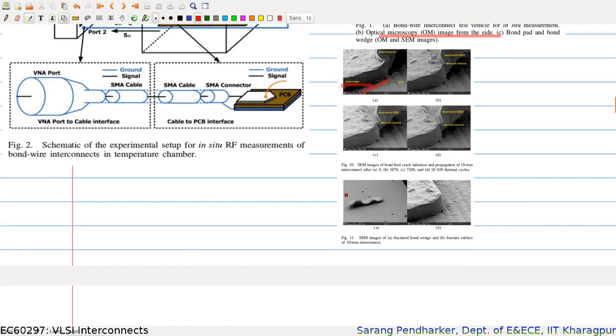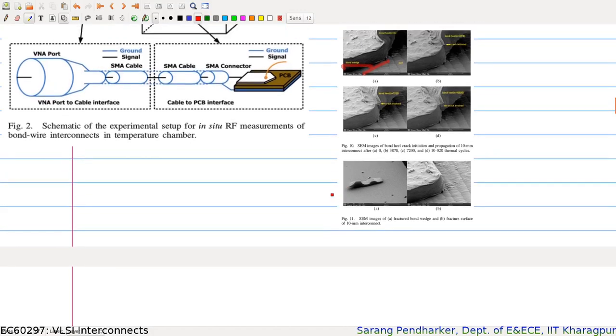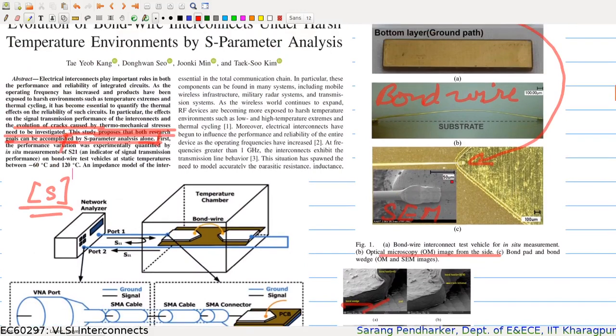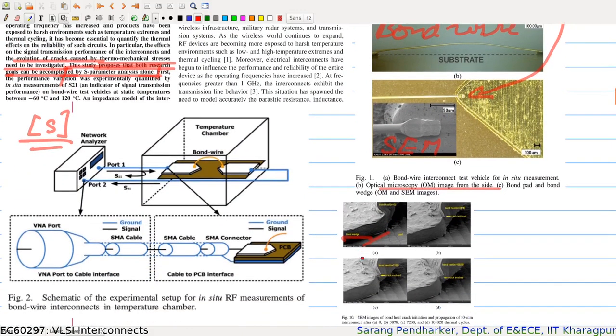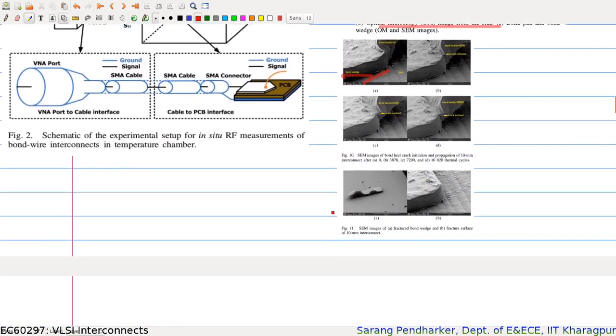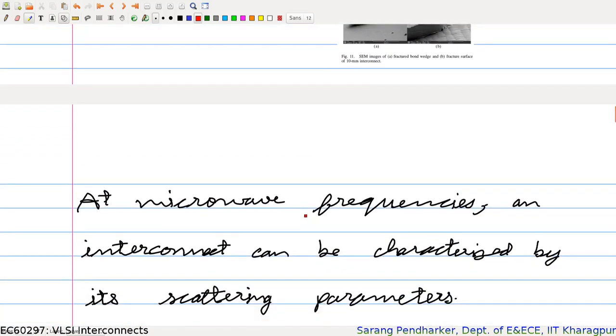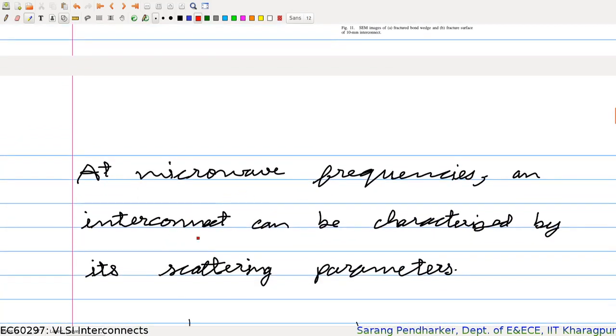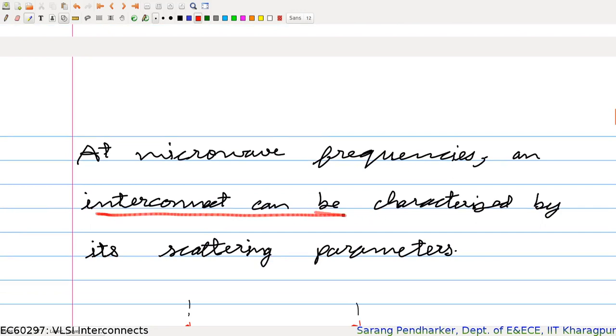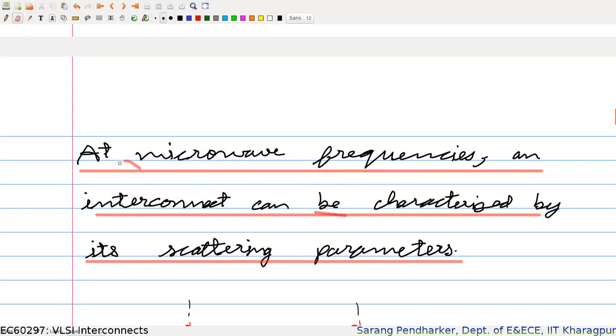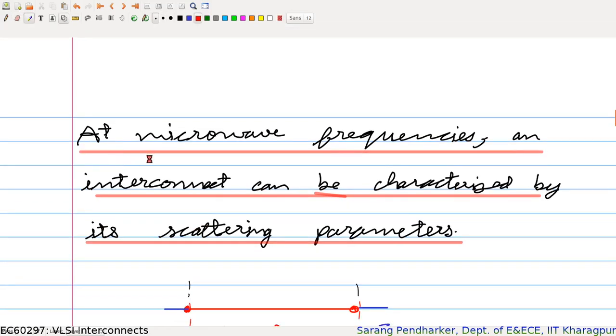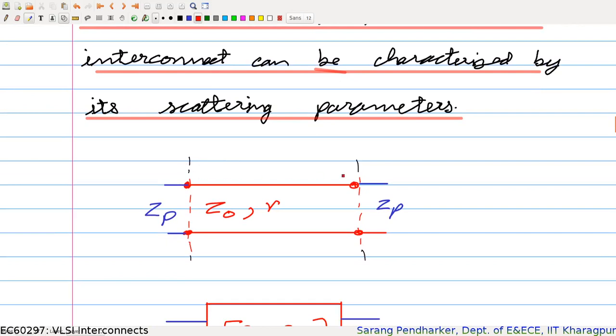Now coming back to the topic, what I've tried to show you in these figures is how an interconnect or a wire would actually look, and that it will become important that you have to actually do the measurements and then extract the interconnect parameters. At microwave frequencies, we know that an interconnect can be characterized by its scattering parameters, and we will see how this enables us to extract the interconnect parameters, the R, L and C of your interconnect. If you have an interconnect, it can be represented by a transmission line like this.